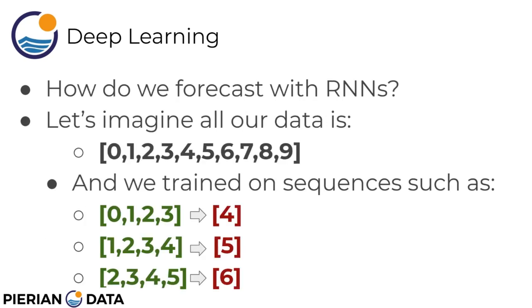Now, how do we actually forecast with recurrent neural networks? Let's again imagine our data is 0, 1, 2, 3, all the way up to 9. And we've decided that we're going to train it on sequences of 4 points to predict the next point. And what we want to do now is actually forecast into the future. So I want to try to predict points beyond that last number 9. How do I actually do this, since I'm only predicting one time step ahead given my actual training sequences?